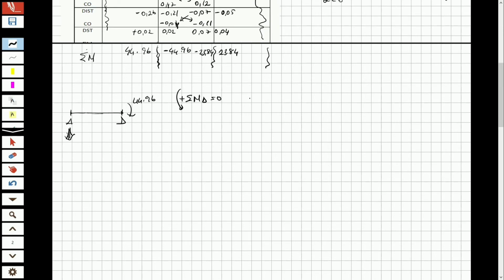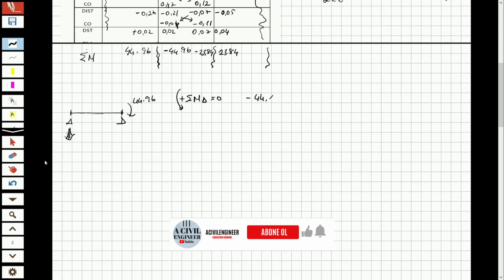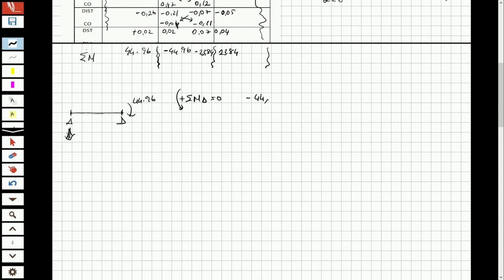This direction is positive: minus 44.96 plus VA multiplied with this length, which is 6, equal to 0. VA equals 7.493.